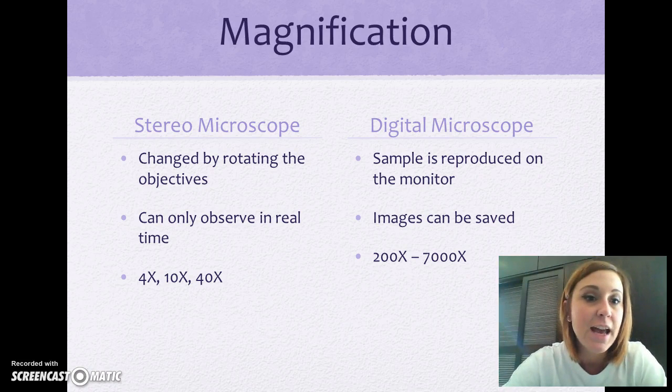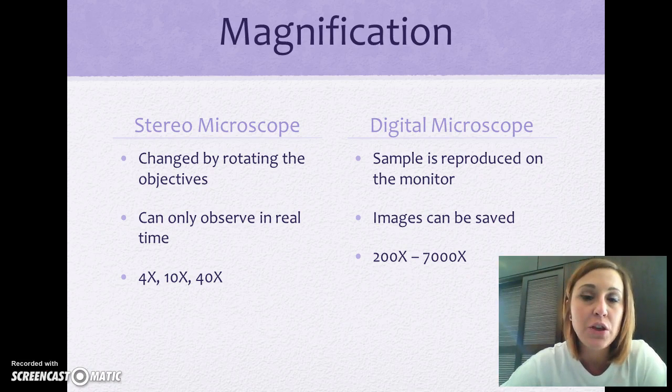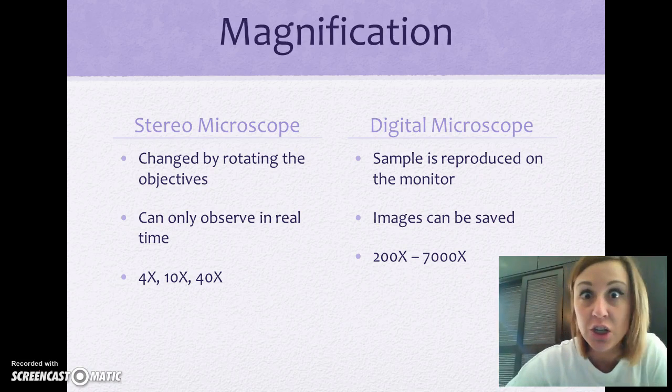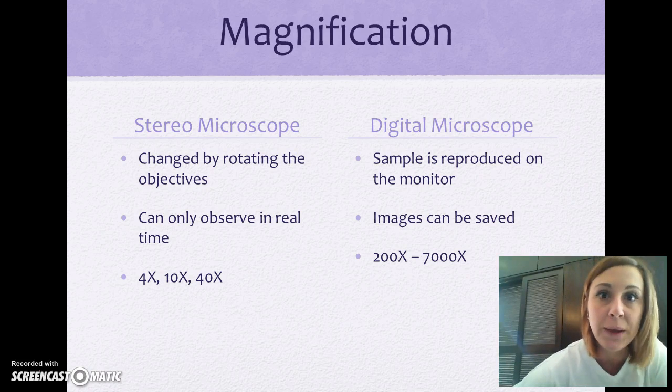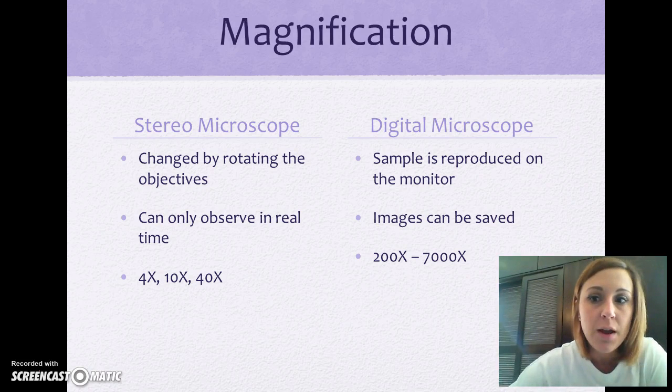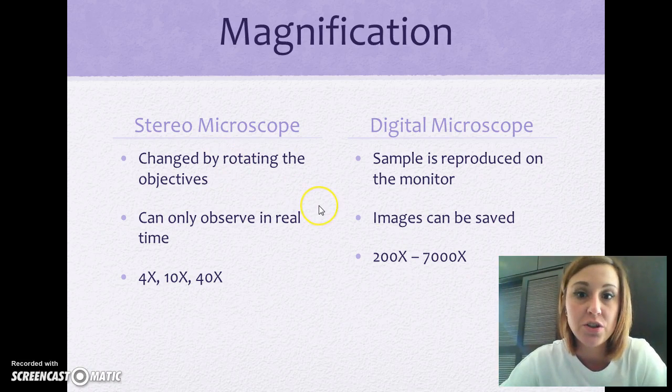Another difference is that the stereo microscope can only zoom in typically 4 times, 10 times, and 40 times, while with the digital microscope, the sample is reproduced on the monitor, and the bigger the monitor, the more you can reproduce the sample. Also, these images can be saved, so if a teacher finds a really awesome picture, she can share that with her students later instead of just hoping for good luck during class time. Another great thing about digital microscopes is that they can zoom in 200 times to 7,000 times. So we're looking at very close range.